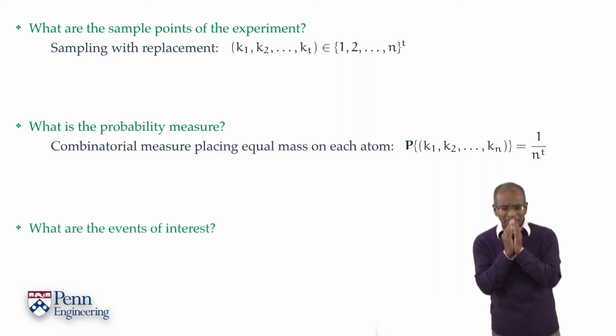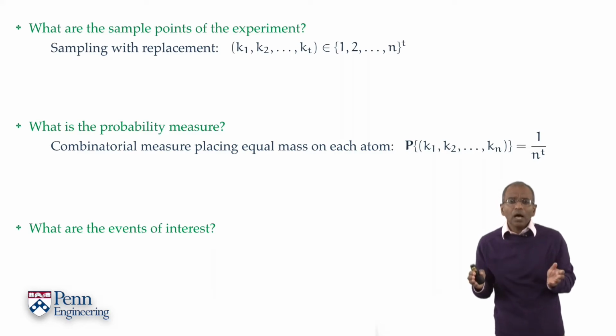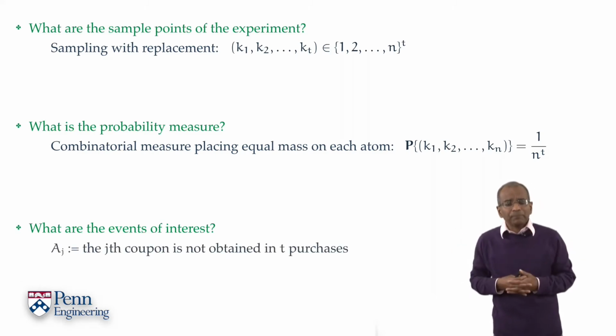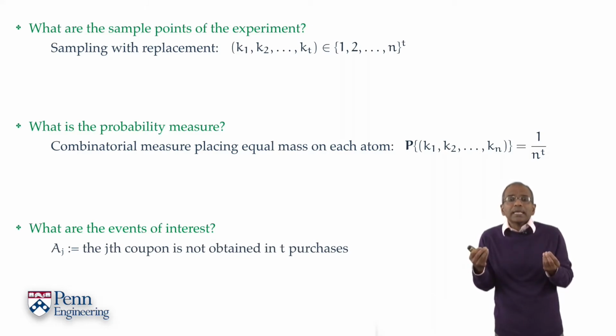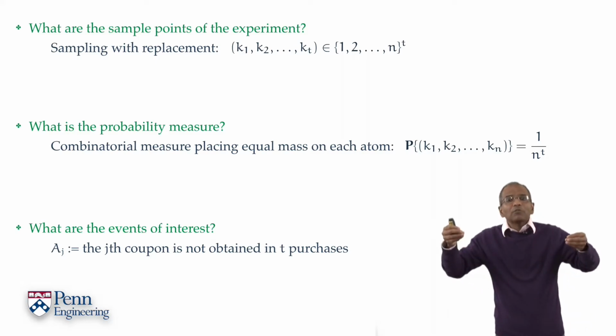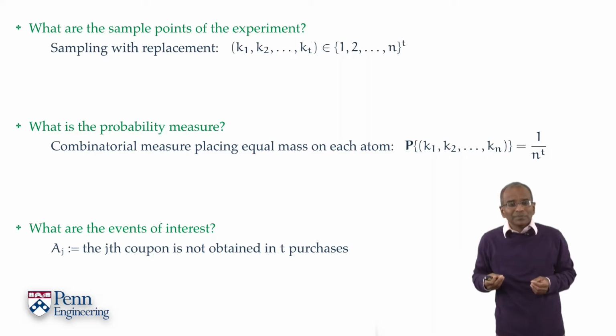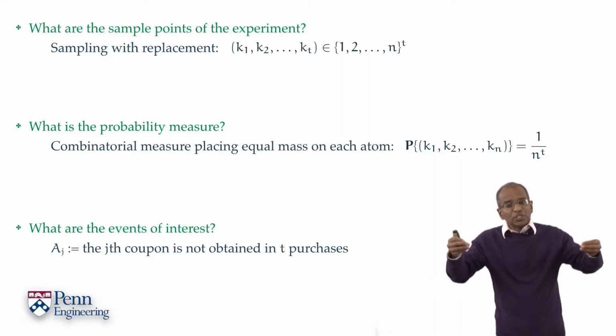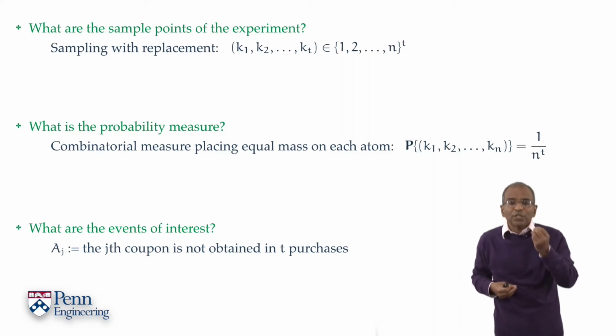Let's take a good look at this. Naturally, the events of interest are whether I acquire the first coupon or the second coupon or the third coupon and so forth over T purchases. What is the bad event? That I don't acquire a particular coupon after those T purchases. So let's promptly give it a name. Let A1 be the sad, unfortunate event that after T purchases expended, I have not acquired the first coupon. Let A2 be the event that after T purchases, I have not acquired the second coupon. Generically, A j the event that after T purchases, I have not acquired the jth coupon.